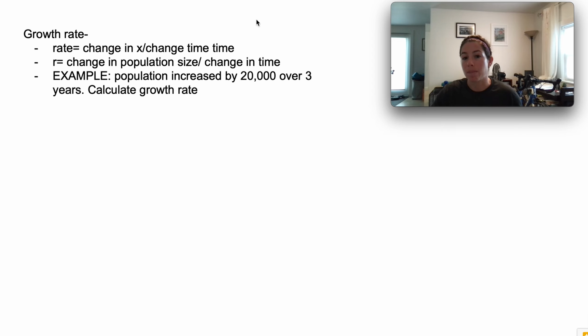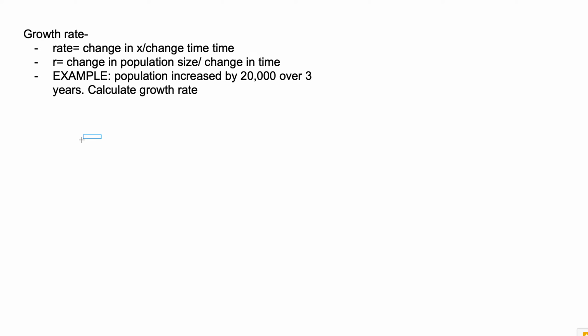So if you have a population that increased by 20,000, you can think of your change in population, which is dN, over your change in time, which is dt, and that is equal to your growth rate, which we say is r. So here our change in population, or our dN, is 20,000, and our change in time, or our dt, is 3.